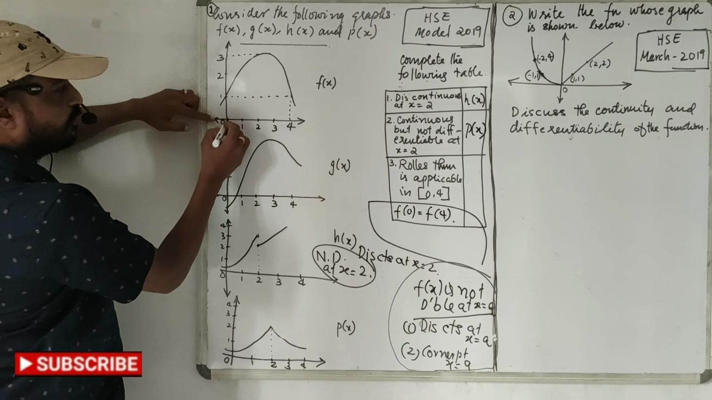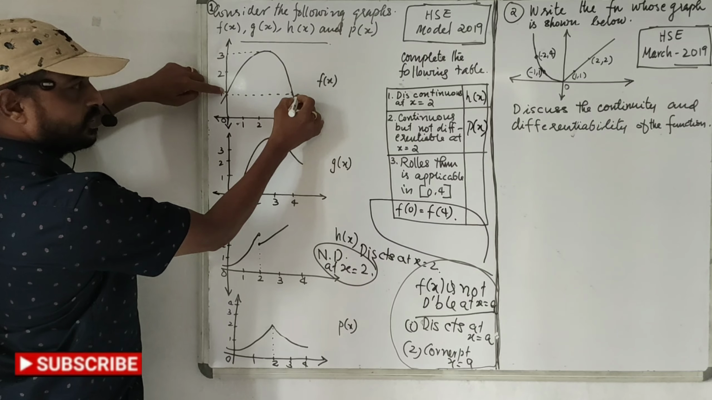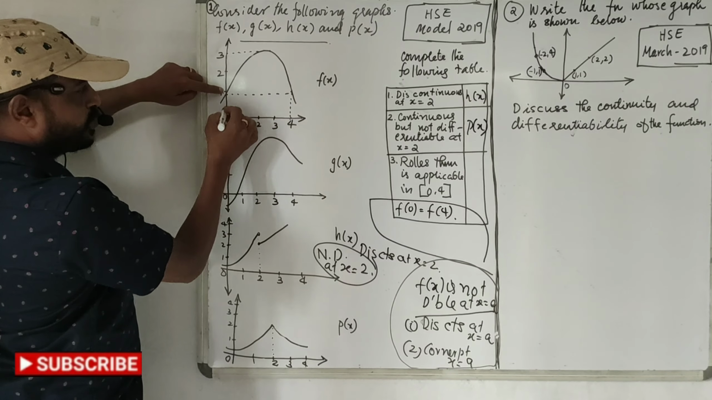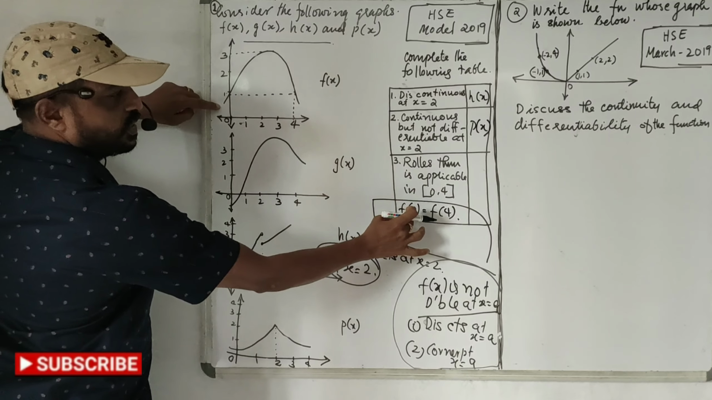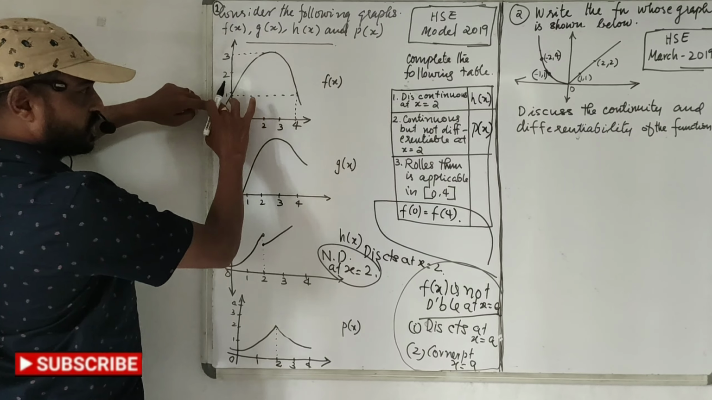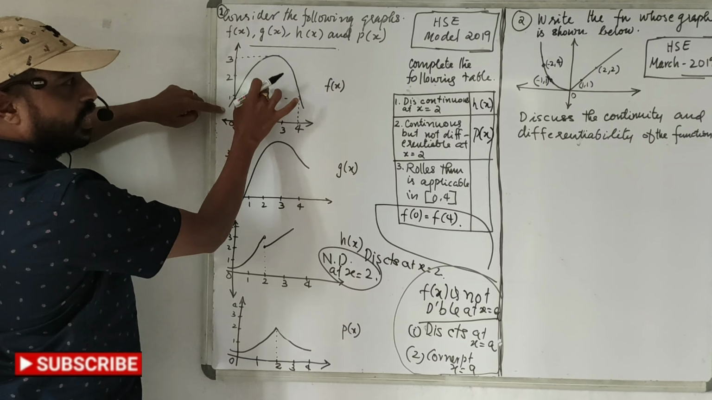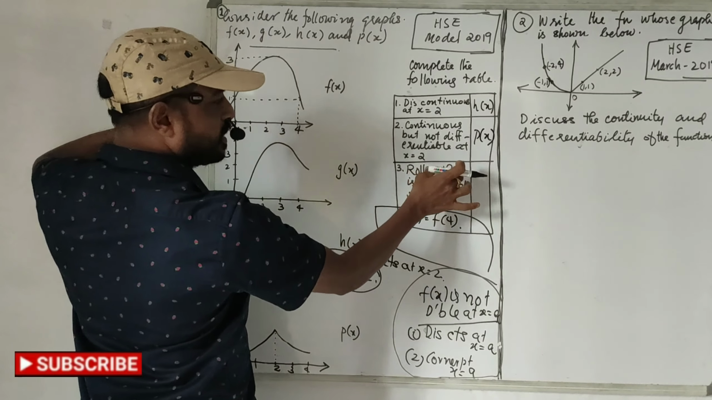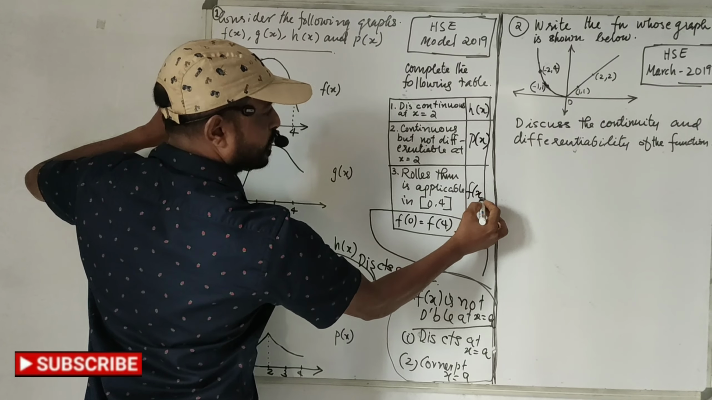Here we can say that f of 0 is equal to 1, f of 4 is also 1. So for this function, f of 0 is equal to f of 4. And also this function is both differentiable and continuous. So Rolle's theorem is applicable for the function f of x.